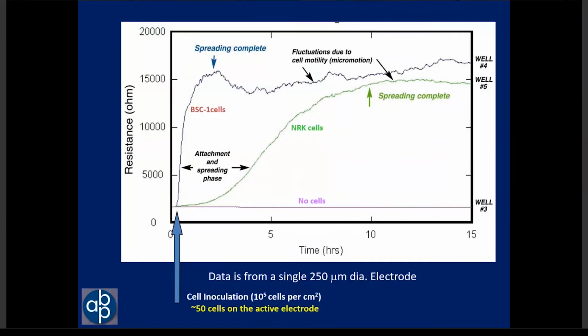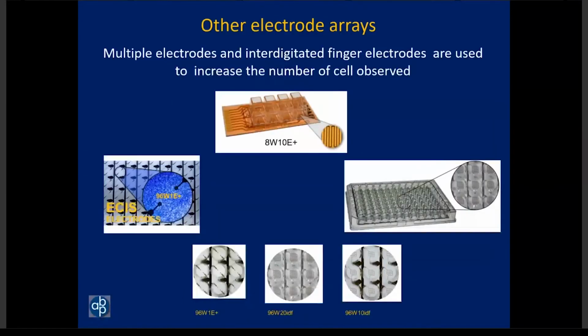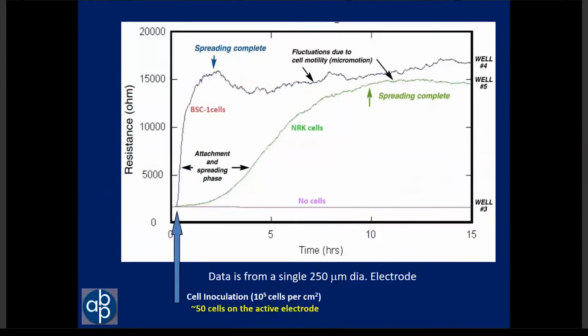And also notice that after the cells have formed a confluent layer, because we're adding enough cells to go to a complete layer, we see what we call micromotion. Excuse me, I didn't mean to click there. Micromotion is this fluctuation on top of the signal, which is due to the movement of the cells. Again, we see that because we're only looking at about 50 cells that can crowd onto this small circular electrode.